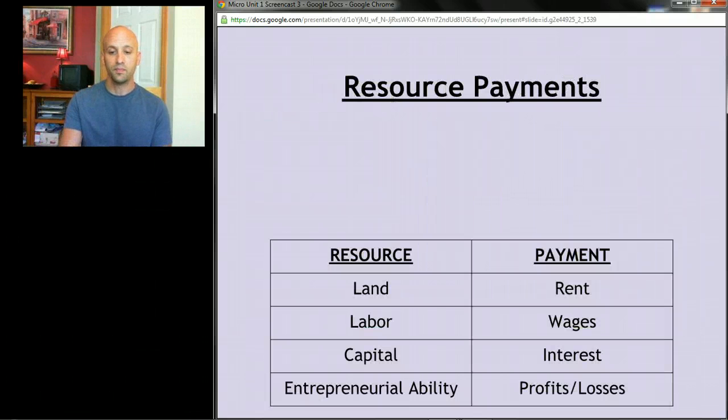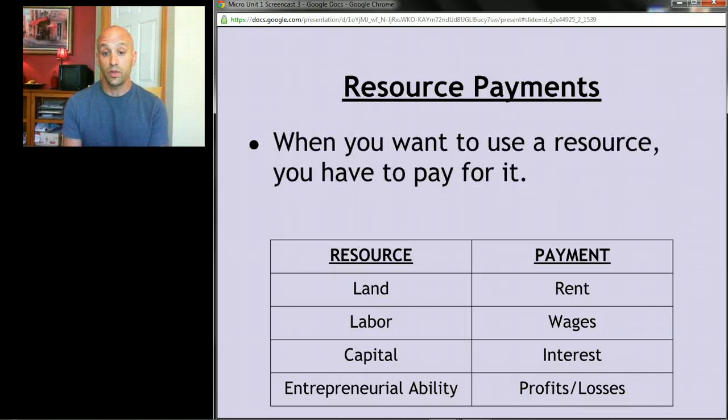All right, well, each of these resources costs money, and each of them gets a payment if you want to use it as a business. When you want to use a resource, you have to pay for it, and each of those payments have names. So if you use land, somebody else's land, you have to pay for it, and we call that payment rent. If you want to use someone's labor, you have to pay them. We call those wages. The payment for capital we'll call interest, and we'll explain why that is a little bit later on in the course. And the entrepreneur doesn't get a payment as such, it's the entrepreneur who gets the profits or losses from the business that they create.